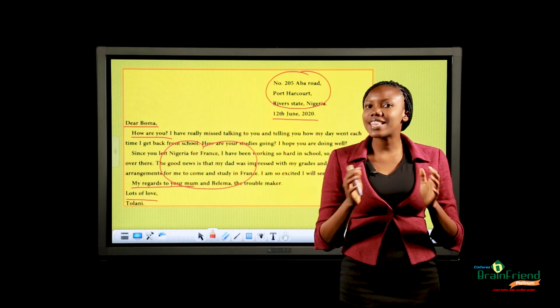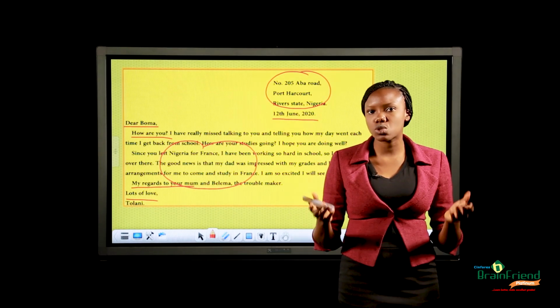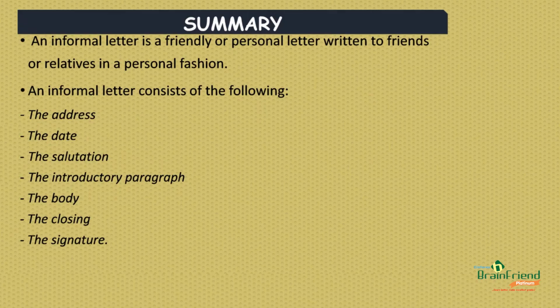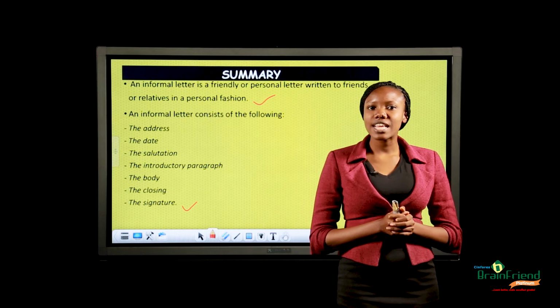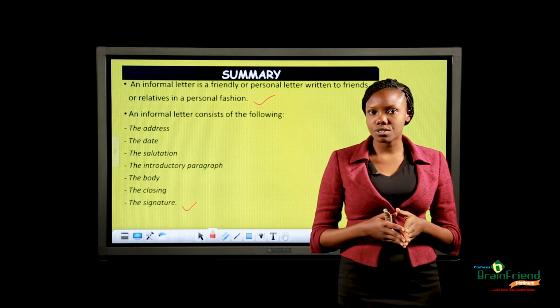But before we go, let's take a quick summary of all we've learned so far. We've learned that an informal letter is a friendly or personal letter written to friends or relatives in a personal fashion. Lastly, we've learned that an informal letter consists of the following: the address, the date, the salutation, the introductory paragraph, the body, the conclusion, and the signature. Having done all this, let's answer some test questions.